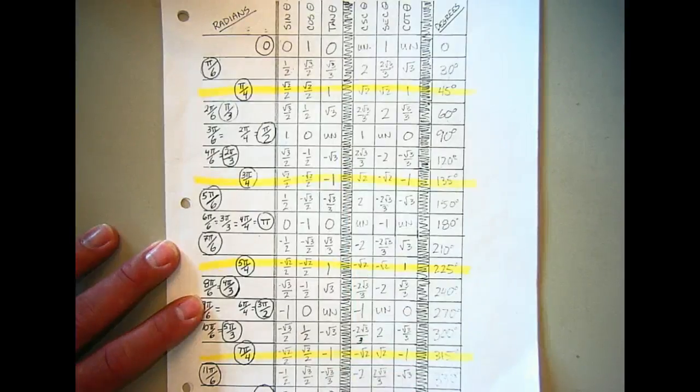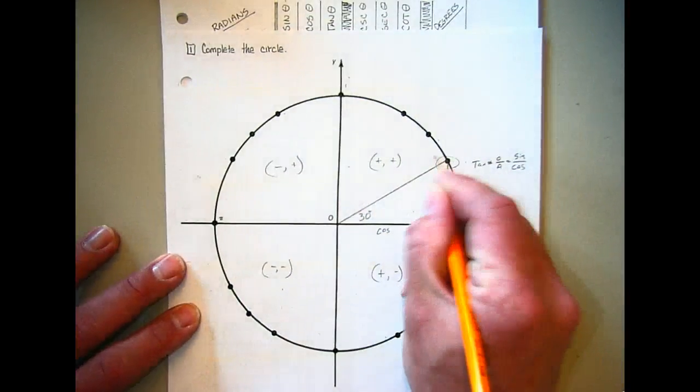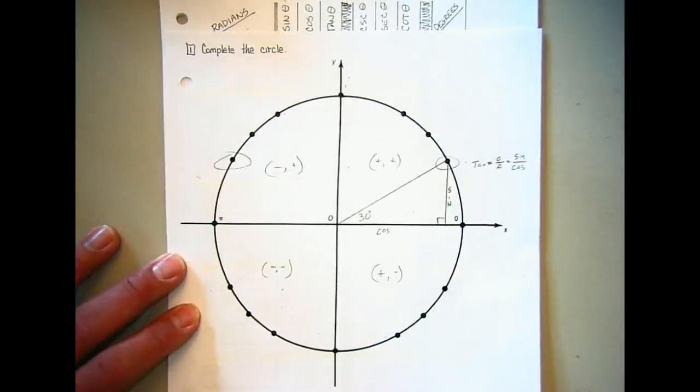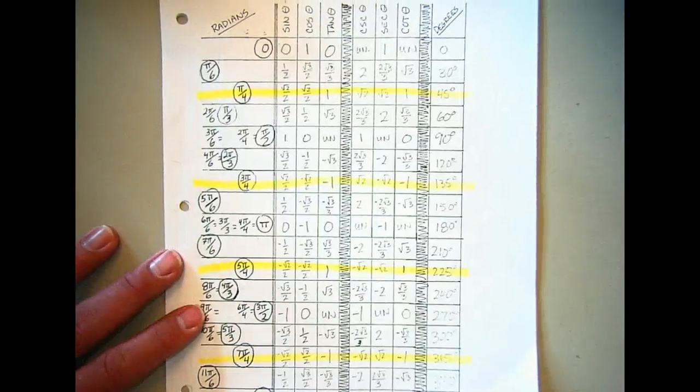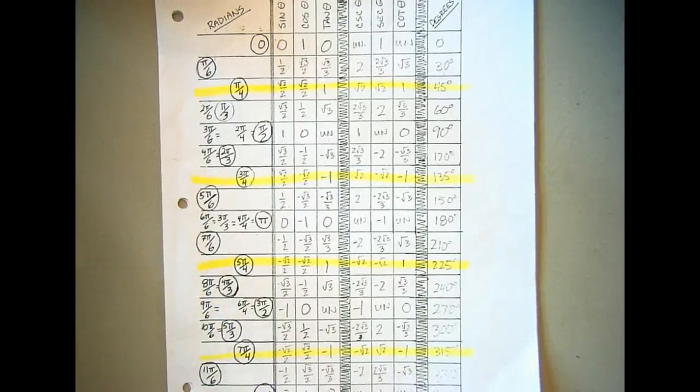Everyone see why that is? Here's pi over 6 right here, and here's 5 pi over 6. Okay? So the only thing that changes is the sign. So if you can relate it back to your unit circle, it's helpful. You need to have those values accurate tomorrow, or for tomorrow's graphing.